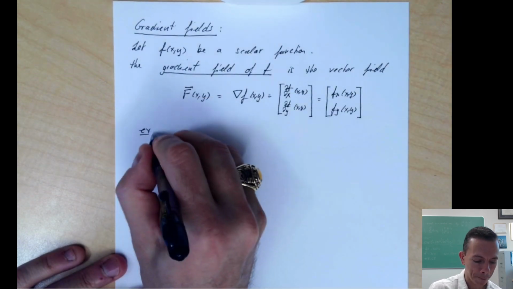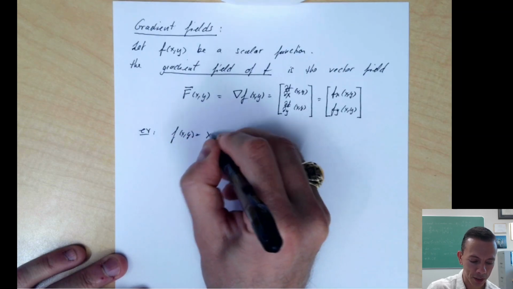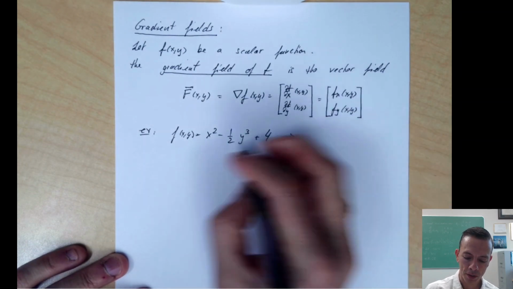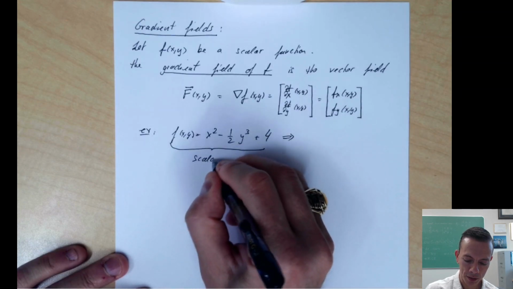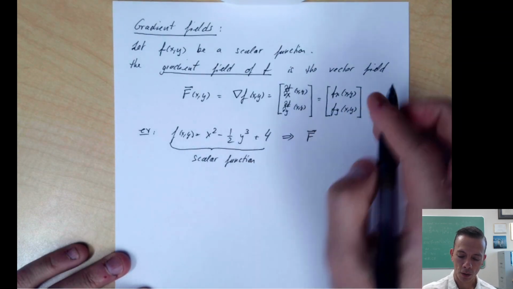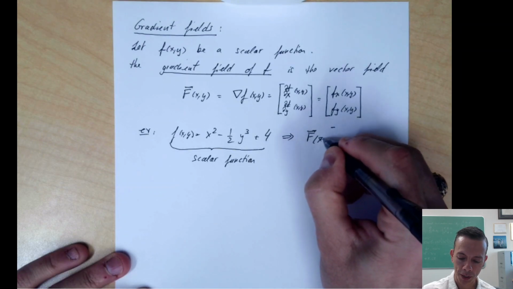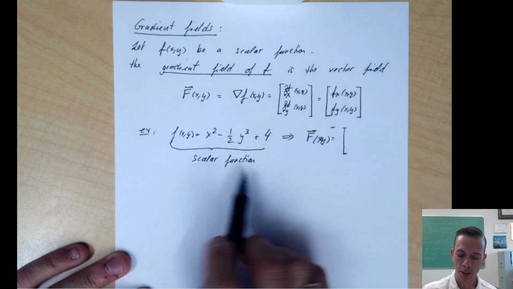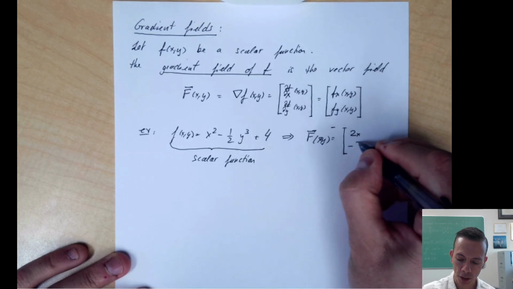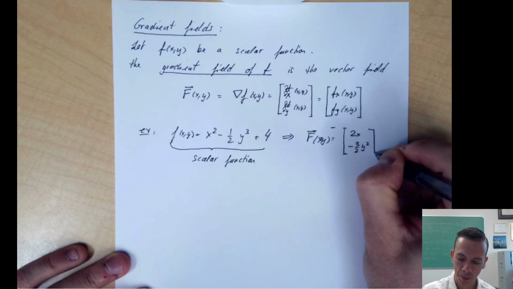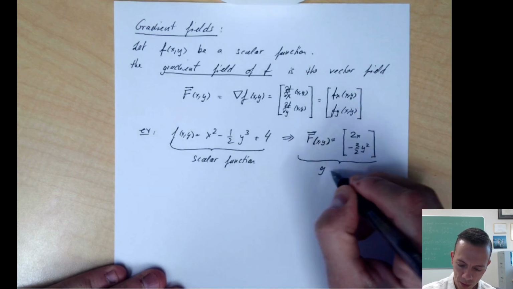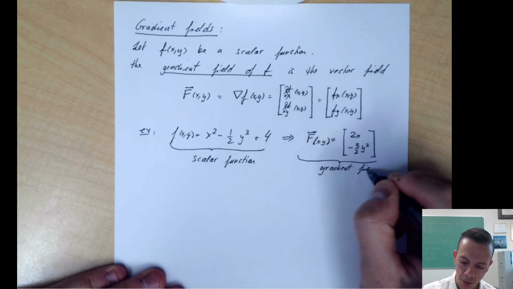So, for example, if you take the function f of x, y equals x squared minus 1/2 y cubed plus 4, so this is a scalar function, the gradient field associated with this scalar function is the vector function capital F of x, y equals the partial derivative of this with respect to x, which is 2x, and the partial with respect to y, which is minus 3/2 y squared. And this is called a gradient field, which is a vector field.